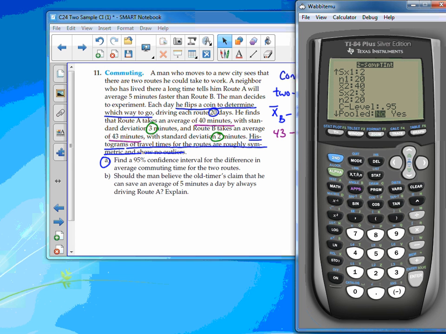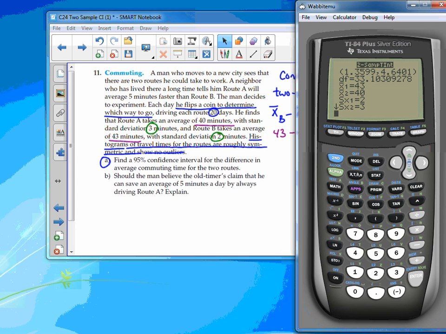Then it asks if you want to pool, okay? We'll talk more about this with tests. We didn't pool when we did proportions. We're not going to pool. When we did proportions, we did two proportion Z interval. We're not going to pool when you do a two sample T interval. So right, no pooling. So press calculate.